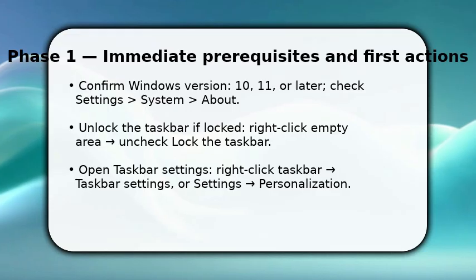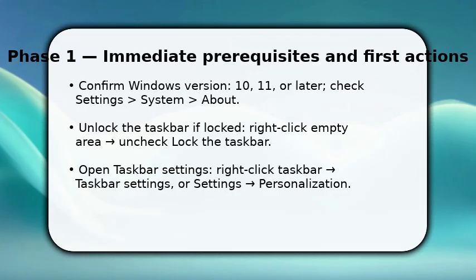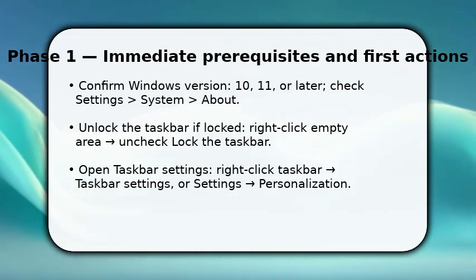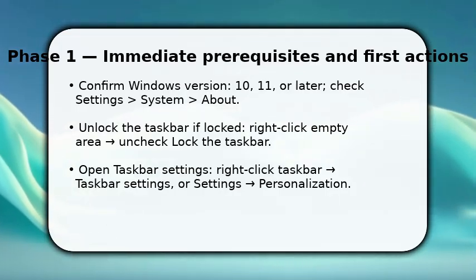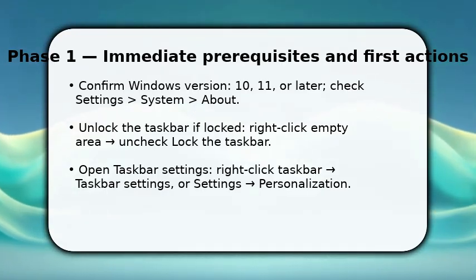Right-click an empty taskbar area to open taskbar settings, or go via Settings, then Personalization. Make sure to have admin rights if prompted. They are rarely necessary but helpful. From here, you will either drag the bar or change alignment options, so keep the settings window open and visible.